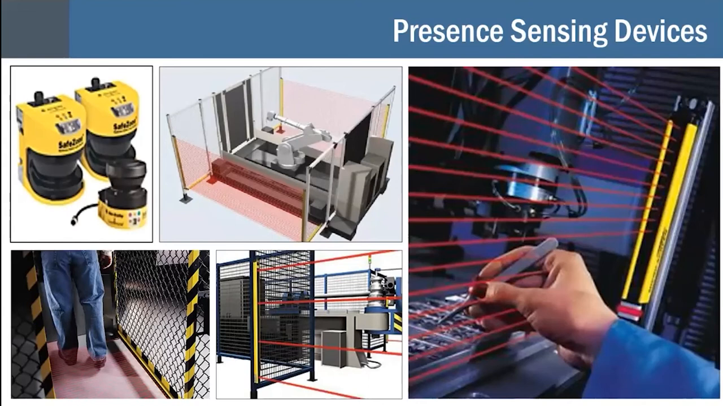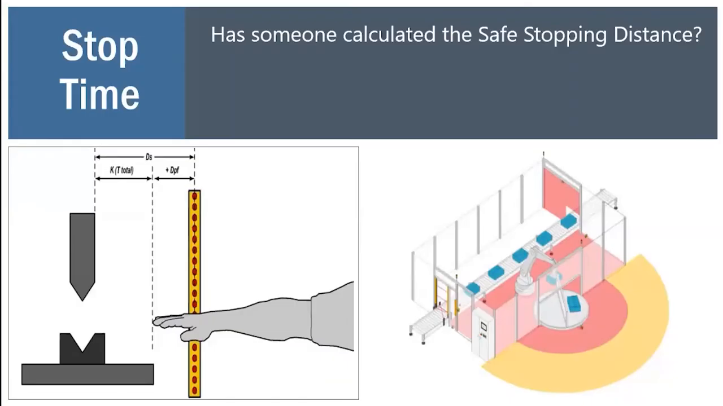Different presence sensing devices include light curtains or light screens, multiple single beam systems, inline lasers, such as a laser safe system for press brakes, RF capacitance devices to just sense the presence of your body close to a hazard, safety mats, bump strips, or two-hand controls. So anytime we see one of these presence sensing devices, as an auditor, we want to ask, has somebody calculated the safe stopping distance? That should be able to be provided to you.